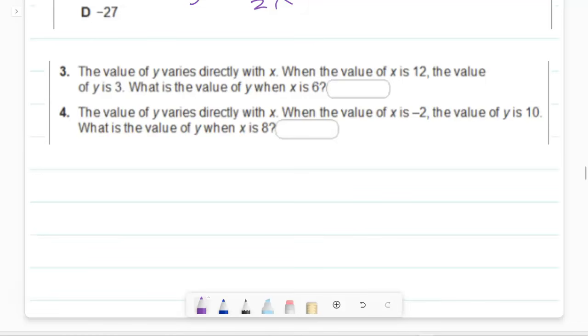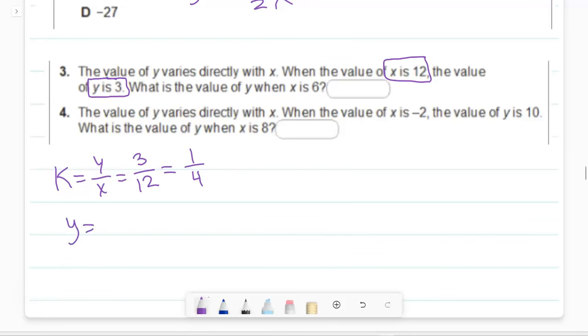Okay, now let's look at problem number 3. It says the value of y varies directly with x. So they're already telling you that it's direct variation. When the value of x is 12, the value of y is 3. So I can find the k with that. K equals y divided by x. So I put the 3 on top, the 12 on bottom, and you type it in decimals. That gives you 1/4. So my equation has to be y equals 1/4 x.